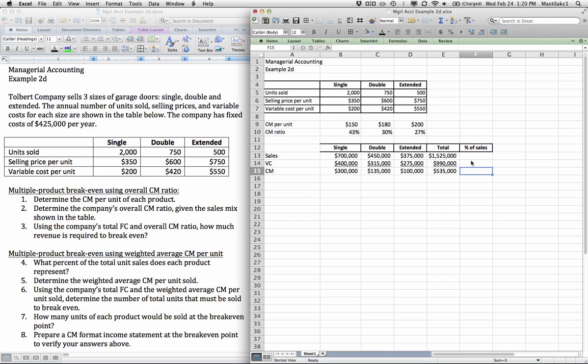Now, if we want to do our CM ratio, we can divide our total contribution by our total sales, and we see that our CM ratio company-wide is 35%, which is about in the middle of our 3 individual product CMs. That's going to be the case. Your overall company CM ratio is always going to be somewhere in the middle of all your individual product CM ratios. So this is the company's overall CM ratio given the sales mix shown in the table.